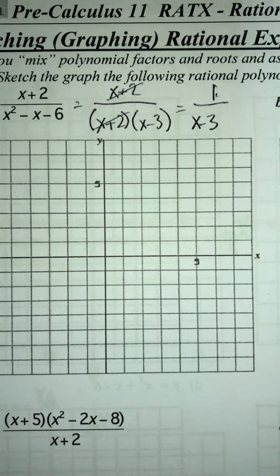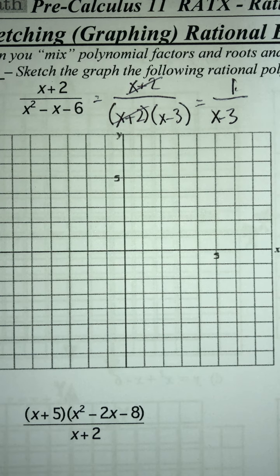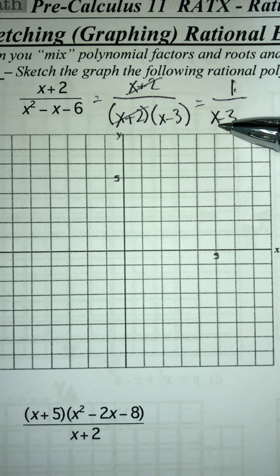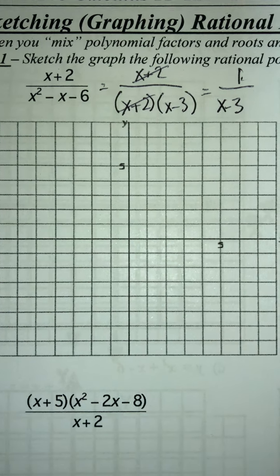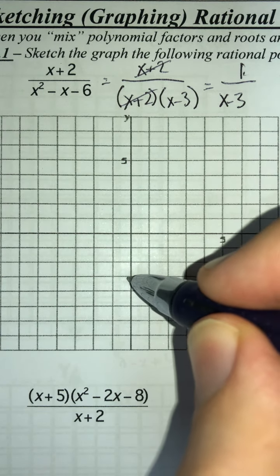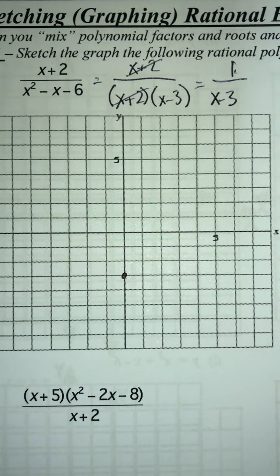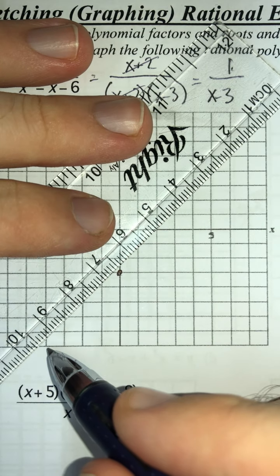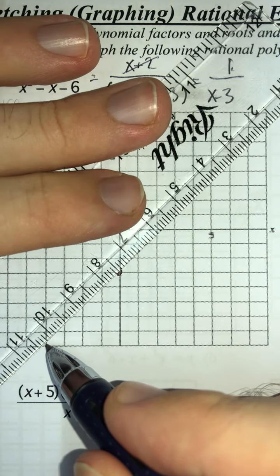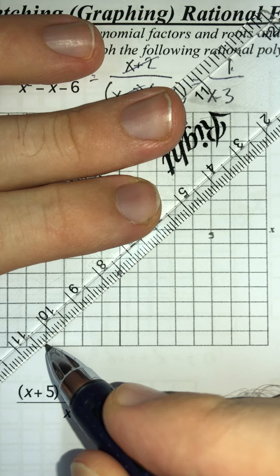Now notice, remember last time what we did is we took an original function like this, graphed that, and then graphed the reciprocal of it. So we are going to do the same thing here. What I'm going to do is take the x minus 3 and graph that. So here's my y-intercept down here at negative 3. My slope is 1, so I'm going to get a graph that looks like this. If I do this properly.